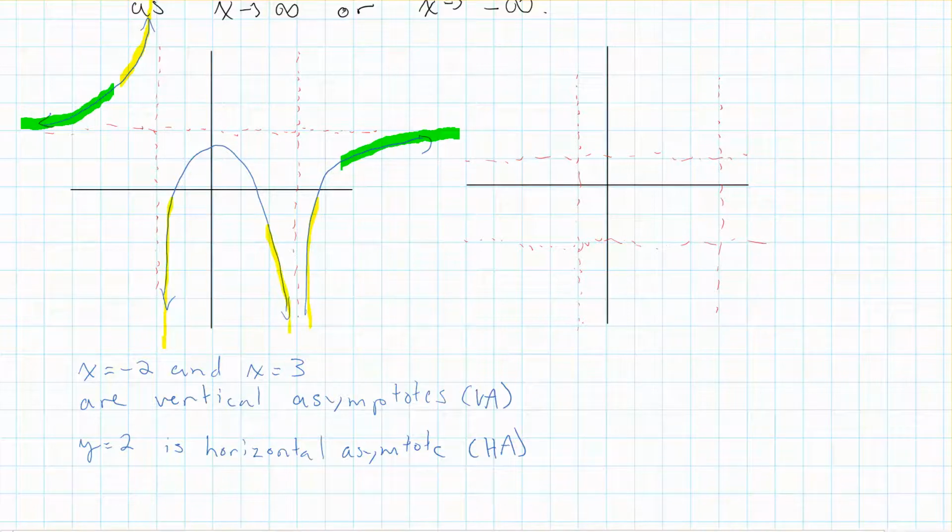Alright, so I'm going to now sketch a function in here. I'm just making this function up, not thinking too much about it. And so this is the function I've sketched.